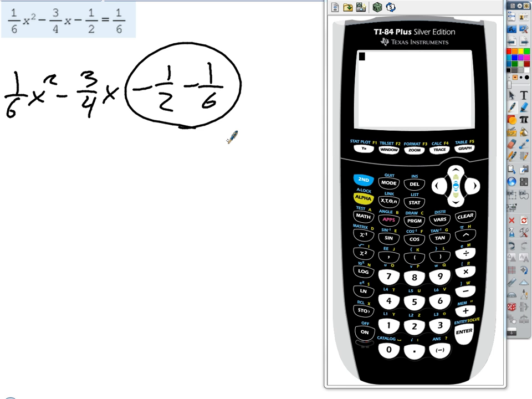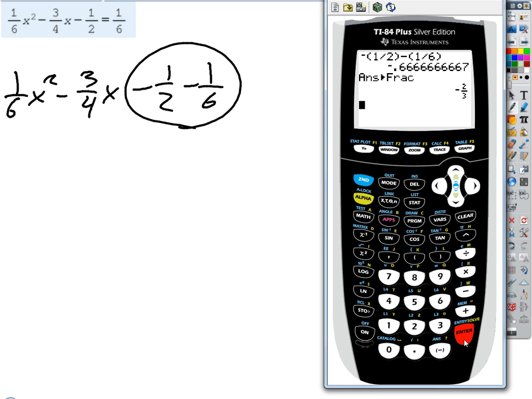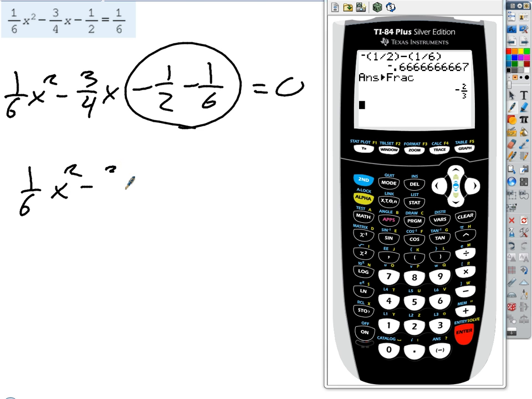So I could just put in negative, put the fractions in parentheses, 1/2 in parentheses, minus in parentheses 1/6. Hit enter, convert to fraction, 2/3, right? So all this just becomes 1/6 x squared minus 3/4 x minus 2/3 equals 0. So A is what? 1/6, B is negative 3/4, C is negative 2/3.